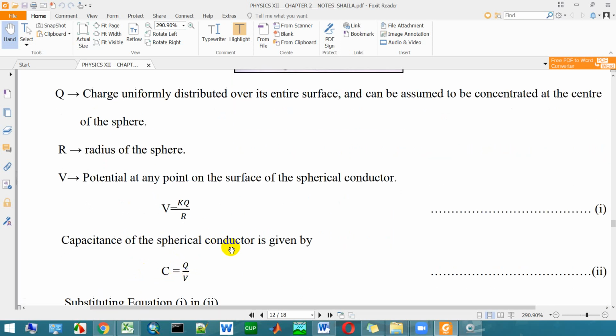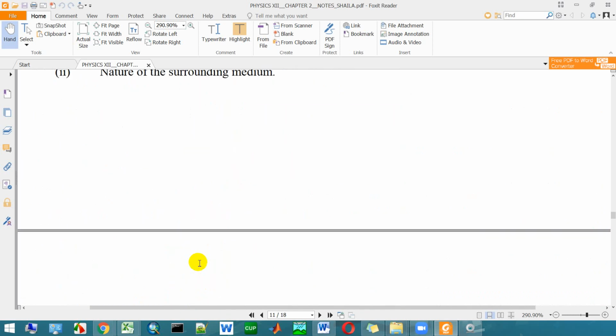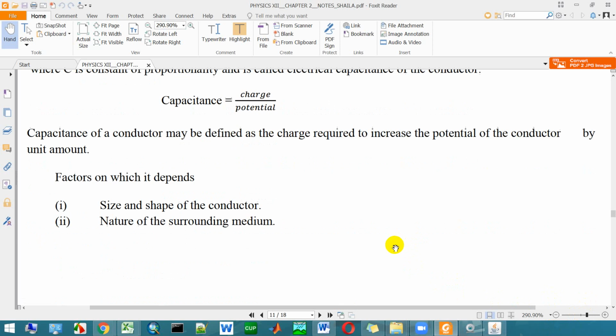So the capacitance of a spherical conductor is given as C equal to Q by V. Remember, this is the base formula for the capacitance.